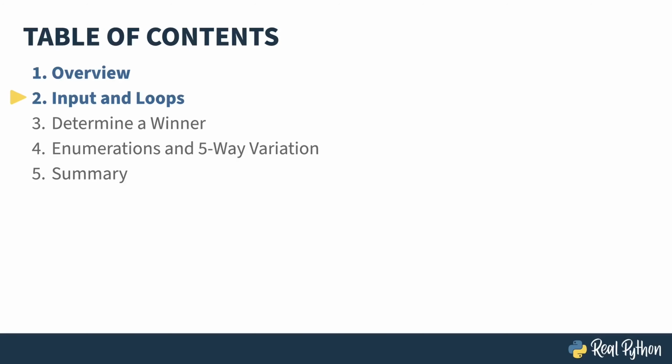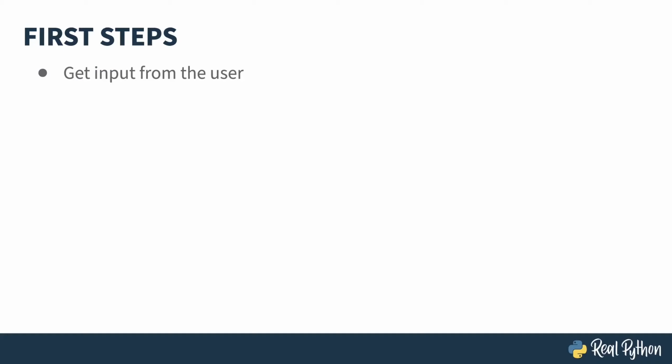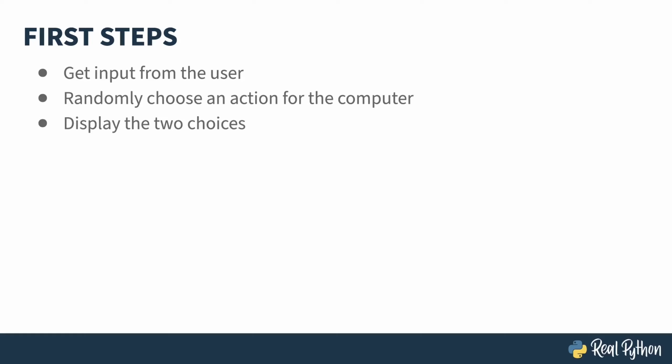In the previous lesson, I gave an overview of the course. In this lesson, I'll show you how to get input from users and then use a loop to create repeated play. The simplest form of the game starts by taking the user's choice, having the computer choose a random response, then displaying the result to the user. Let's see some code to do just that.